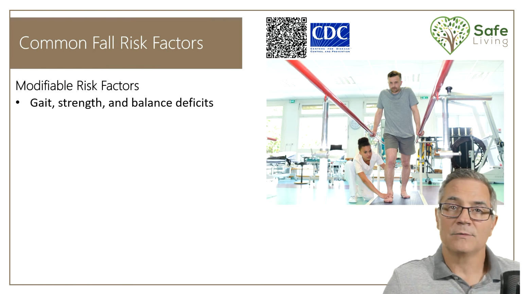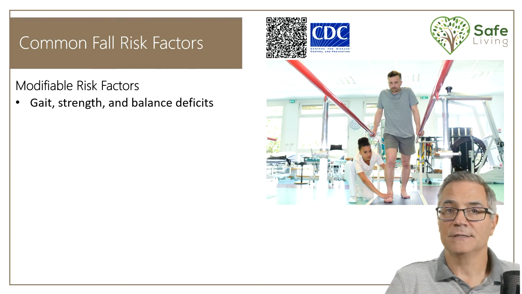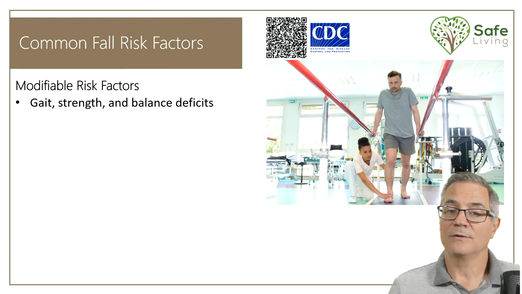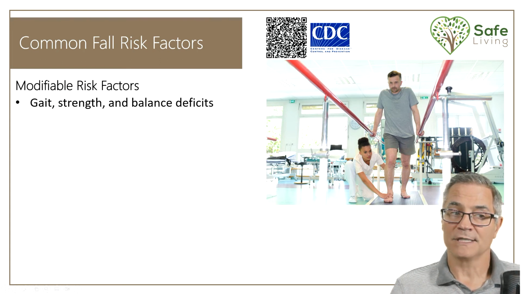So one of the things the CDC has done is go back and really look at the common fall risk factors. Out of those risk factors, what are modifiable? What can we do to make our falls less risky? We're going to go over that. The first item listed is gait, strength, and balance deficit. So what can we do to make that better in our home?